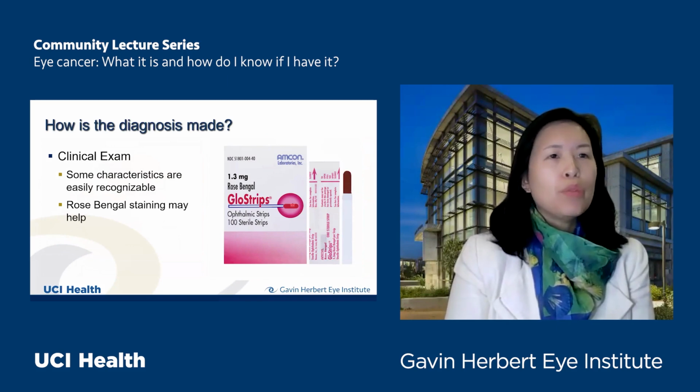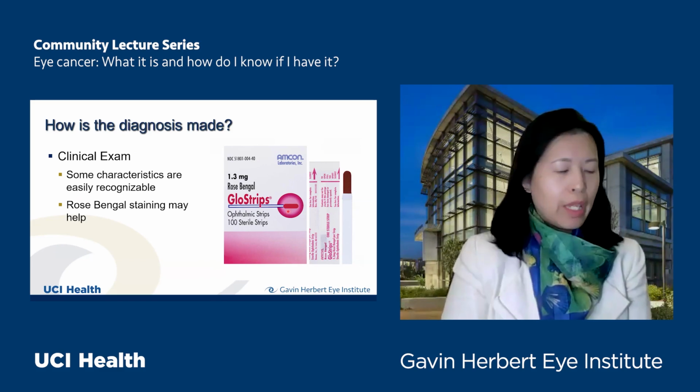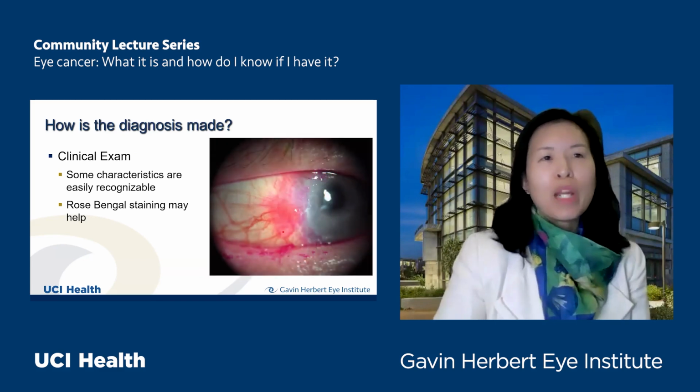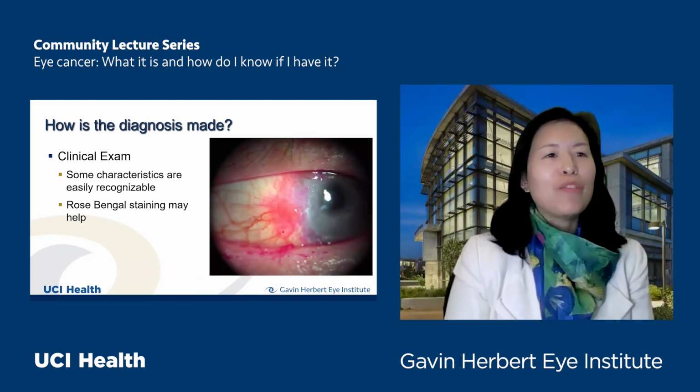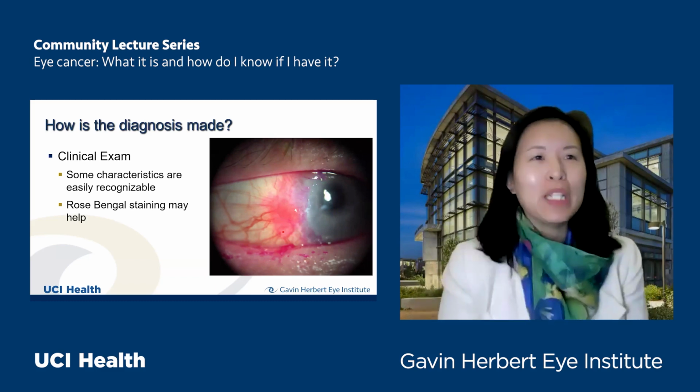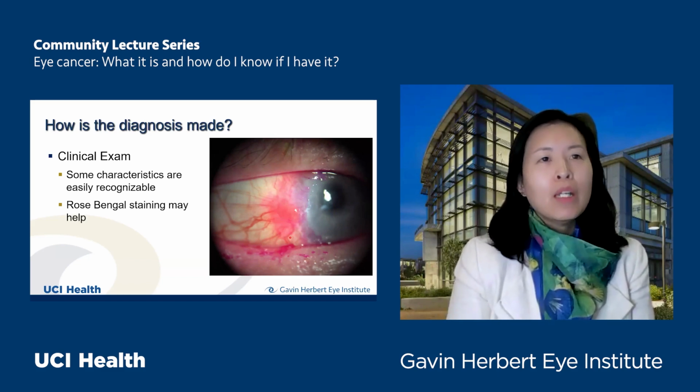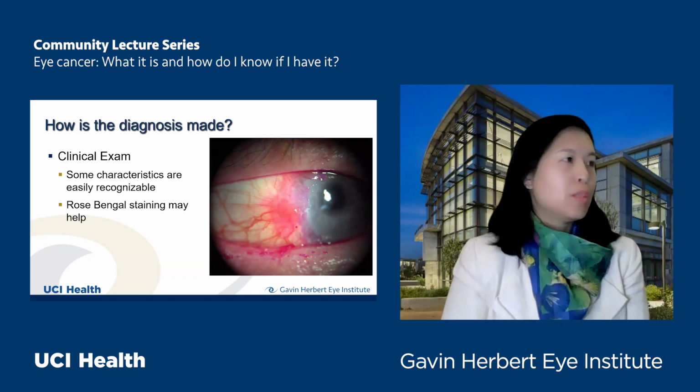So this rose Bengal staining might help. It's simply a pink dye that we apply to the surface of the eye like an eye drop. And I warn the patients that it looks magenta, bright pink, that they're going to walk out of the office and look at themselves in the mirror and think, what happened? Why am I bleeding? And I always tell them it's my fault. But if there's any pink that picks up on the lesion in question, that's very suspicious.